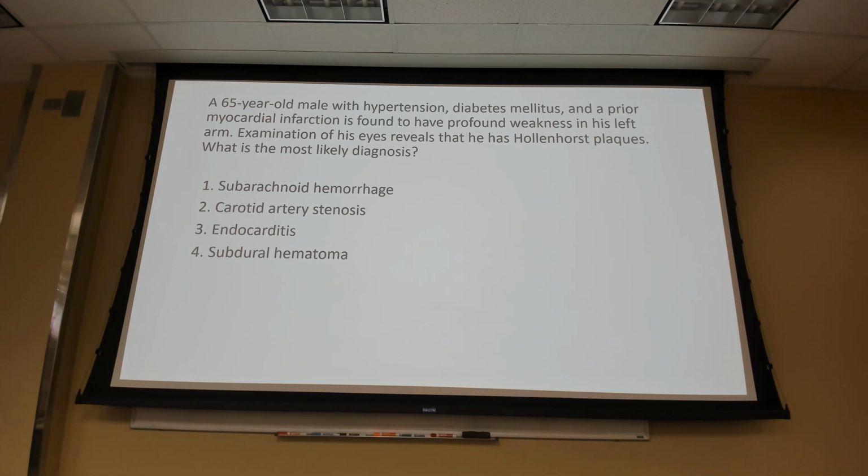You've got a 65-year-old. He's got everything: hypertension, diabetes, had an MI, profound weakness in his left arm. And when you look at his retina, you see the Hollenhorst plaque. So, what do you think?